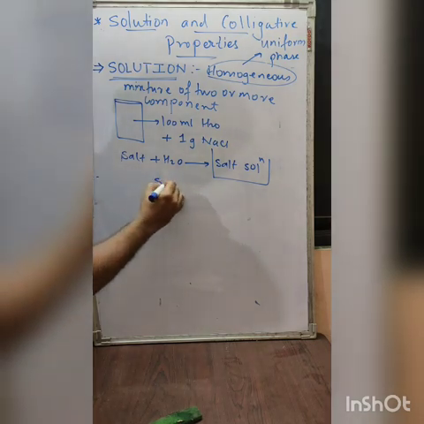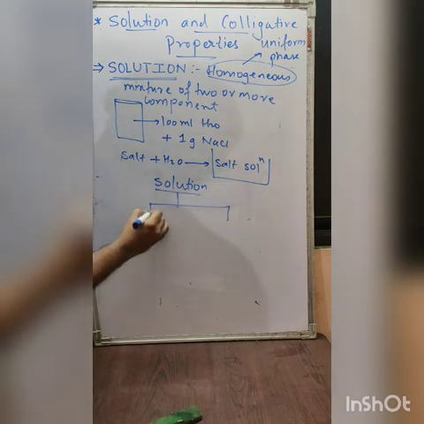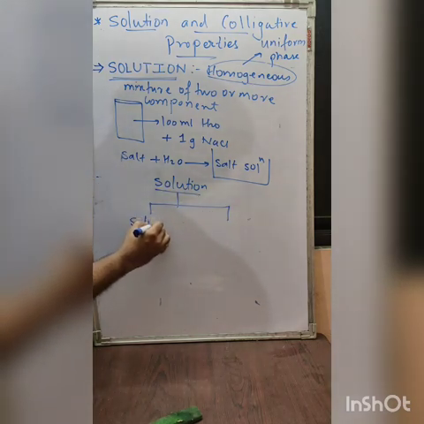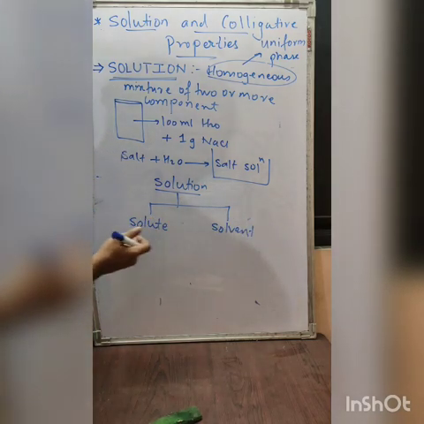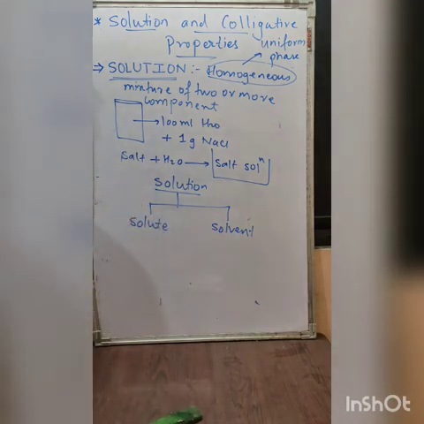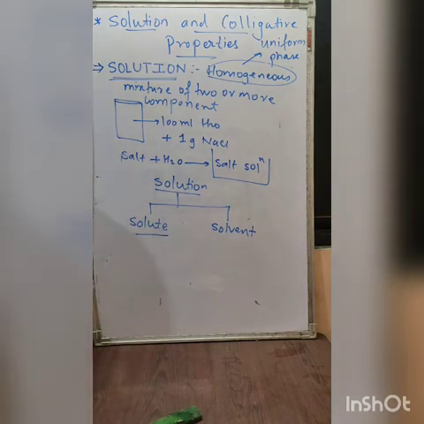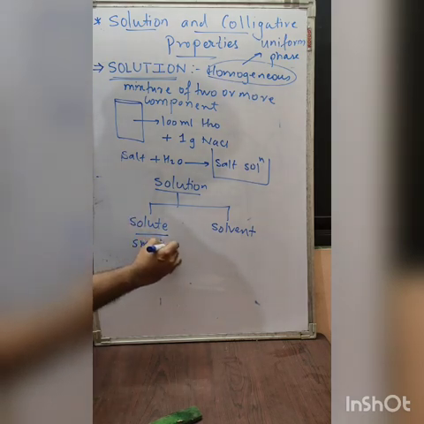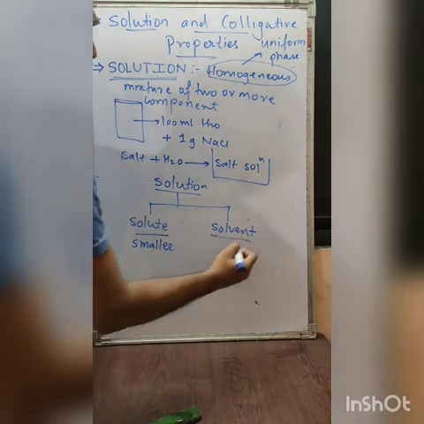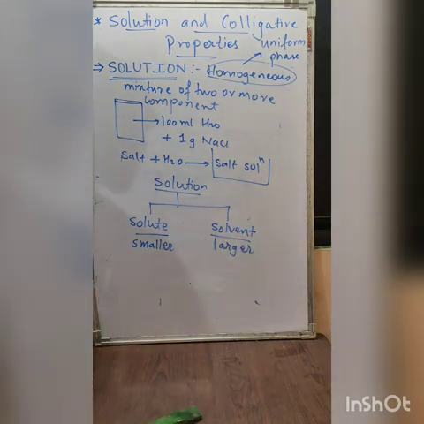So a solution is made up of 2 components. One is a solute and the second is a solvent. I think you already studied these simple terms in 10th. So students, what is meant by a solute? In any solution we prepare, the solute is taken in a smaller quantity and the solvent is taken in a larger quantity.